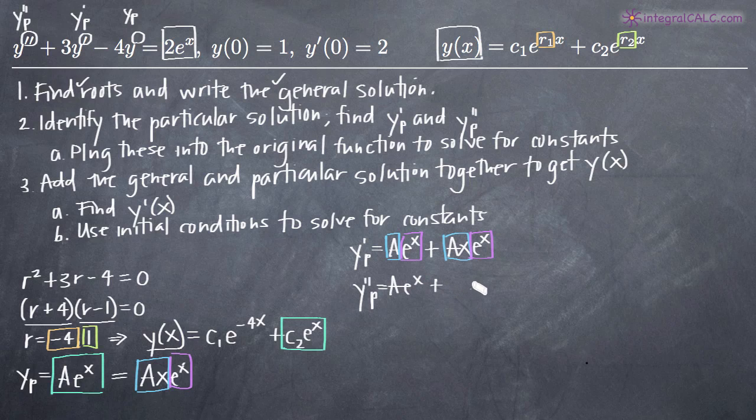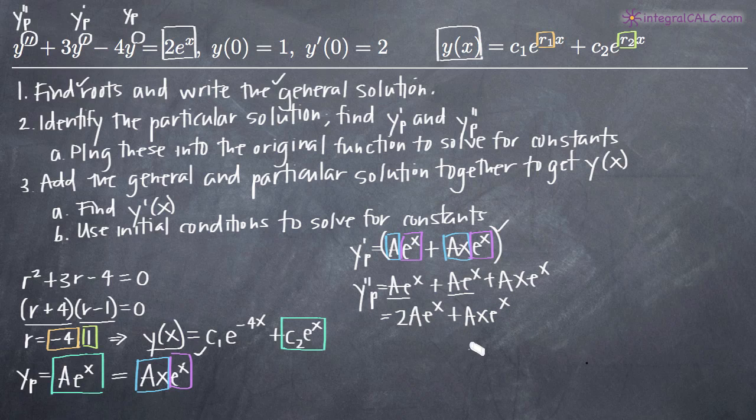Ax e to the x, however, we end up with the exact same situation. Notice here that this is the same as our original function there. So the derivative we already know is going to be this whole thing here. So we'll get a e to the x plus ax e to the x for our second derivative. Notice that we have one a e to the x and a second a e to the x. So this is going to simplify to 2a e to the x plus ax e to the x.